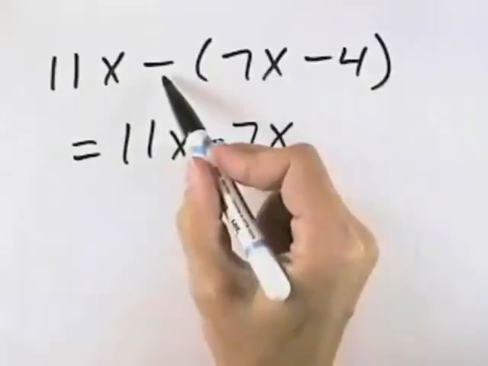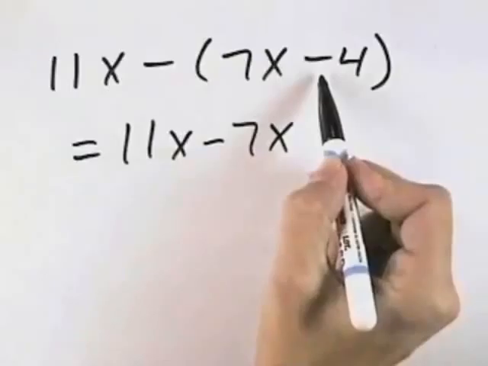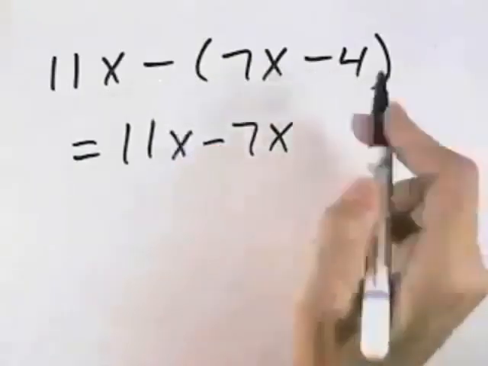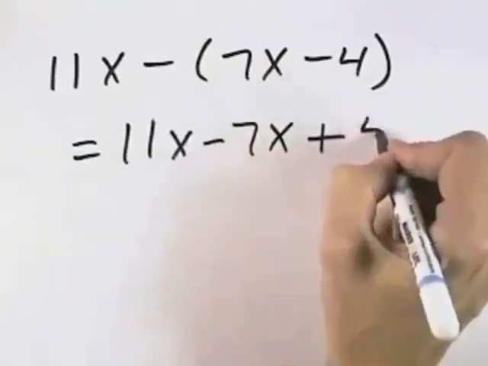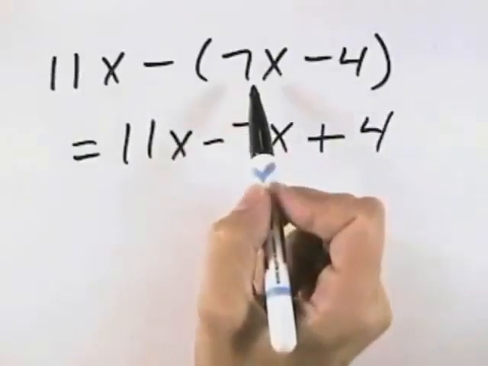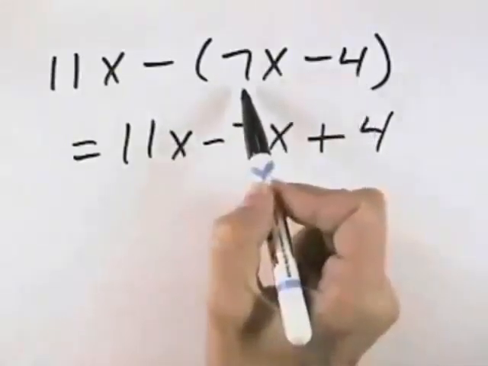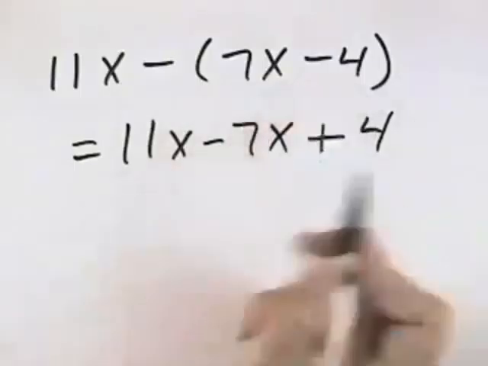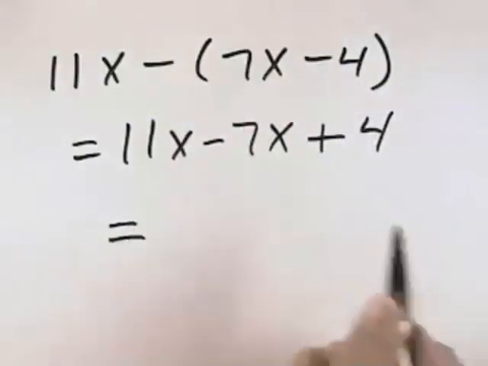But then we have a negative distributed by a -4, and a negative times a negative will make this positive 4 when we distribute this negative through. So it changes the signs of each thing inside the parentheses to a -7x and a +4. At this point, we're ready to combine like terms.